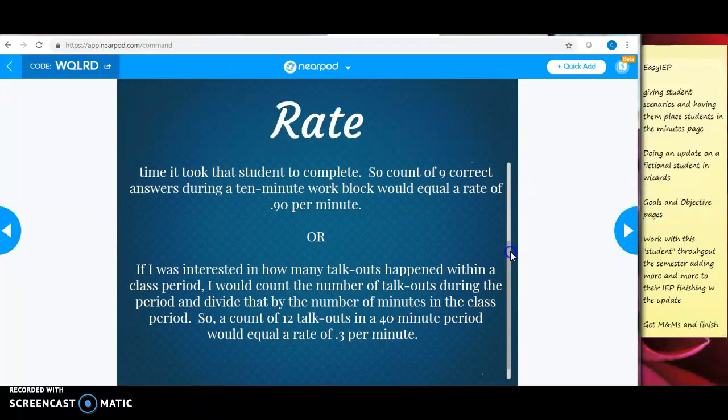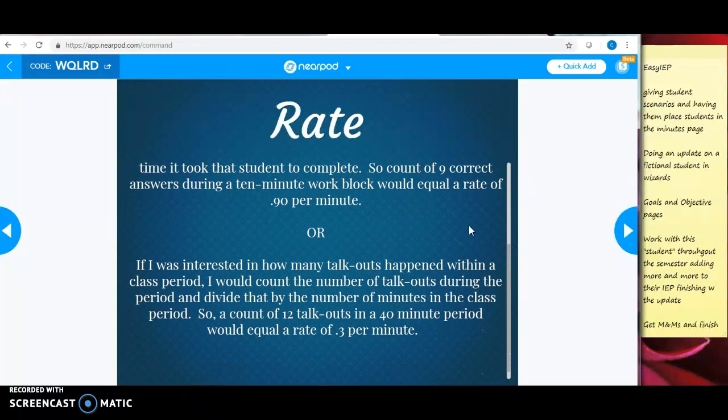Or if I was interested in how many talkouts happened within a class period, I would count the number of talkouts during the period and divide that by the number of minutes in the class period. So a count of 12 talkouts in a 40-minute period would equal a rate of 0.3 per minute.